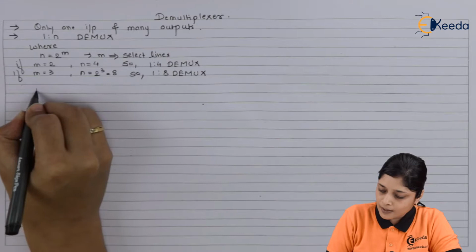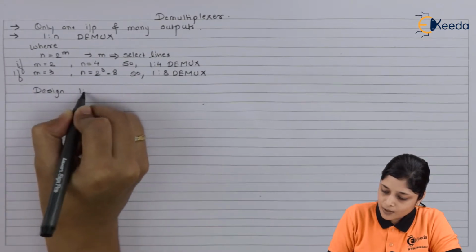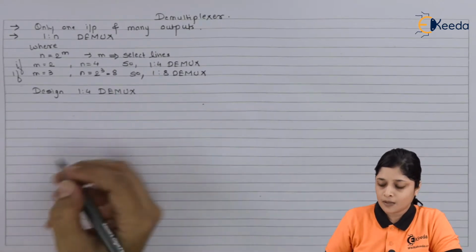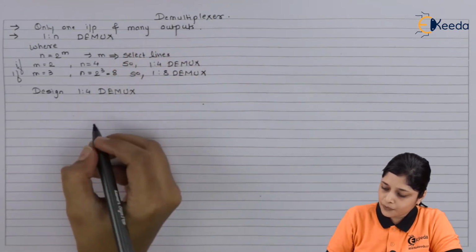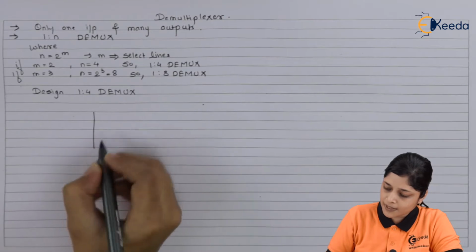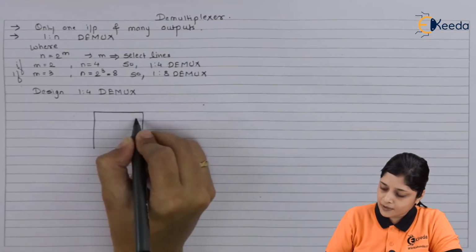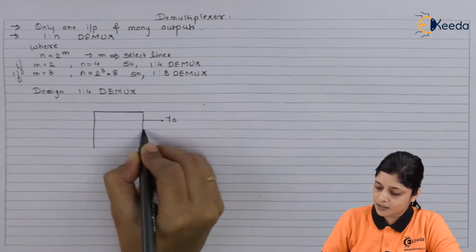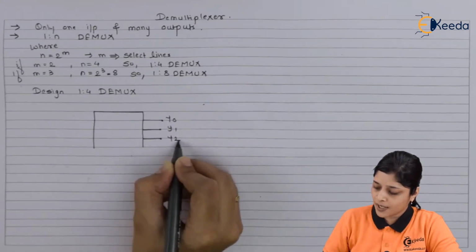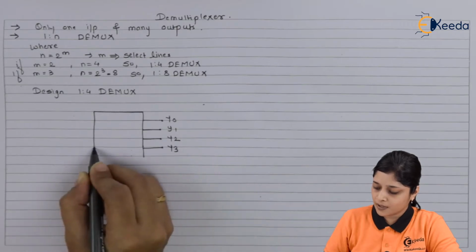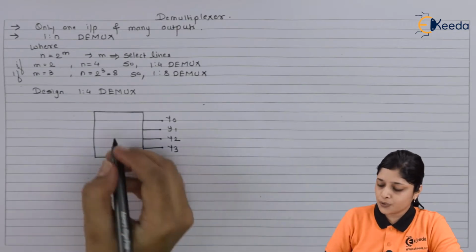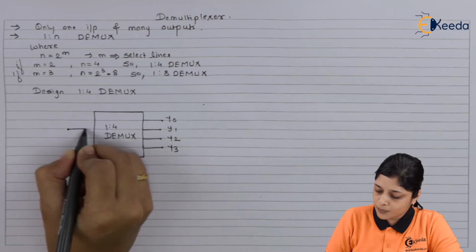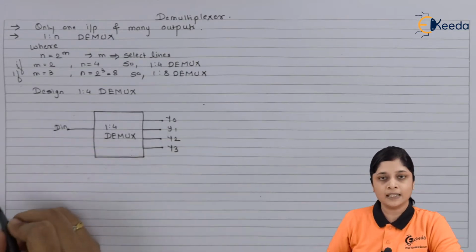So design 1:4 DEMUX. For that, we will have all the parameters for designing purpose. Here we will write, output as y0, y1, y2 and y3. And DEMUX we are going to use over here is 1:4 DEMUX. It has only one input, that is you can say DIN.